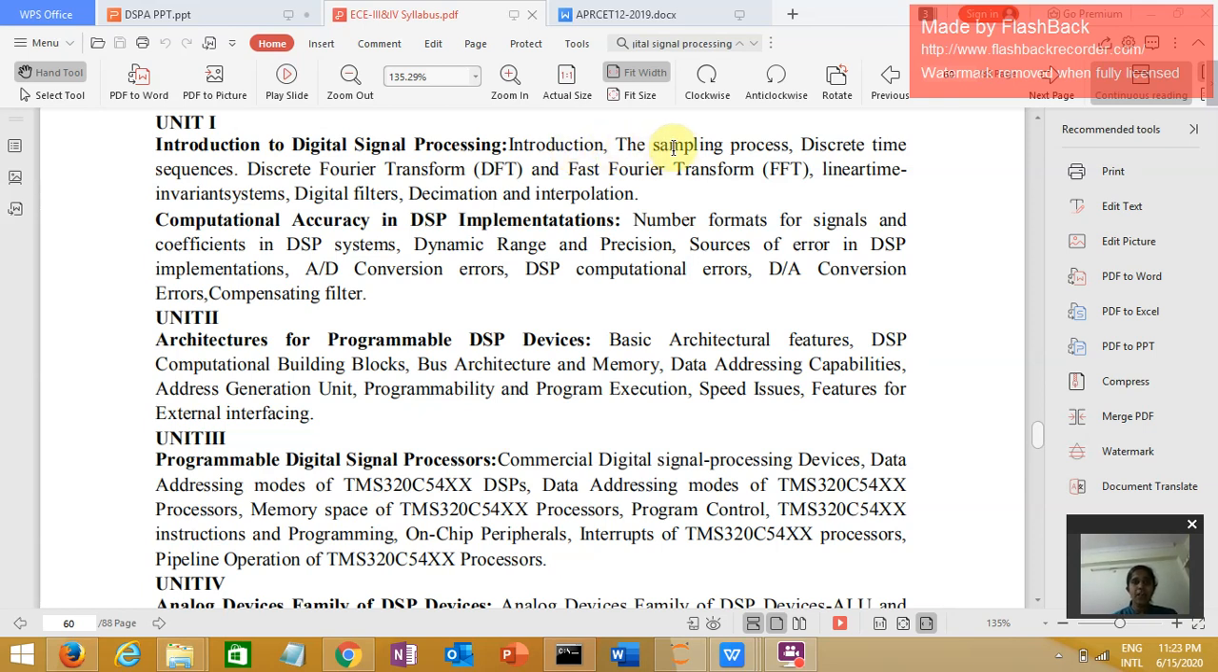And the second topic in unit 1 is the sampling process. The sampling process is required to convert an analog signal to a digital signal. This is the basic important technique to be followed in the process of converting analog to digital.